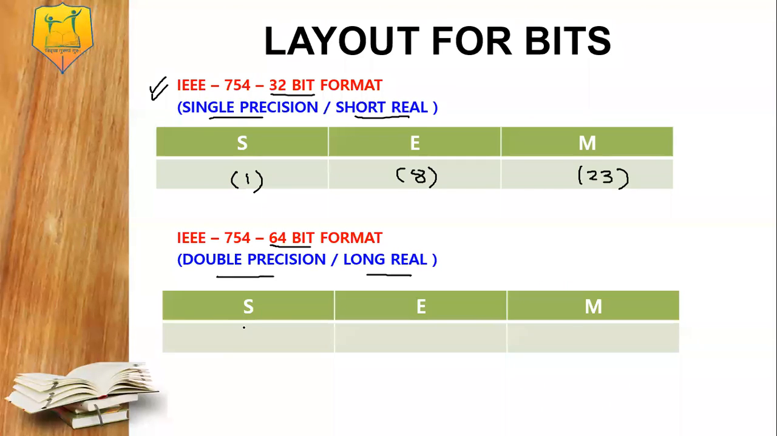For the 64-bit format, again, to store the sign, it is either 0 or 1, so I require only 1 bit. Next, for the exponent, that is 11 bits. And the rest, 52 bits, are used to store my mantissa. So this is the actual final solution to store a floating point number either in 32-bit format or in 64-bit format.